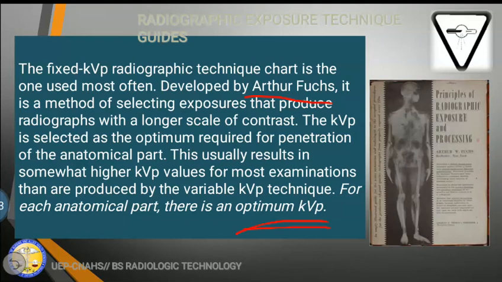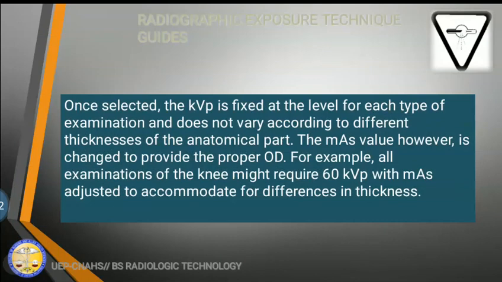So, fixed. Hindi na changing yung KVP, but ginagawa natin again optimum. Sinasagad natin yung KVP. Once selected, the KVP is fixed at the level for each type of examination and does not vary according to different thicknesses of the anatomical part. So, same yung gagamitin nating KVP all throughout the chest. For example, chest radiographic procedure, skull procedure. The MAS value, however, is changed to provide the proper OD or optical density. So here, in the fixed KVP radiographic technique chart, si MAS naman yung varying.